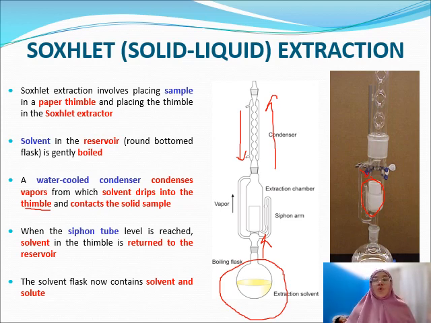Okay, when the dripping solvent has collected up to one level, where the siphon tube level is reached, there is one level at the siphon tube here. This is the siphon arm. When it reaches that level, the solvent that has collected in the extraction chamber and contacted the samples in the timbal will go back down to the boiling flask. It returns to the reservoir. The reservoir is the boiling flask.